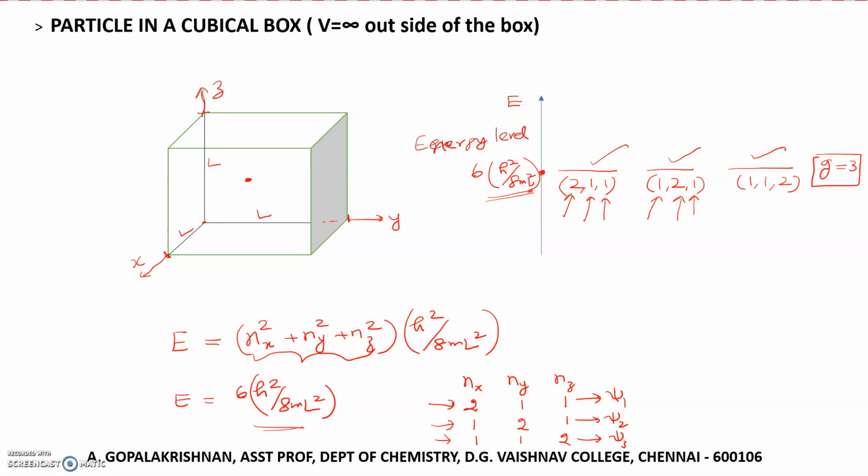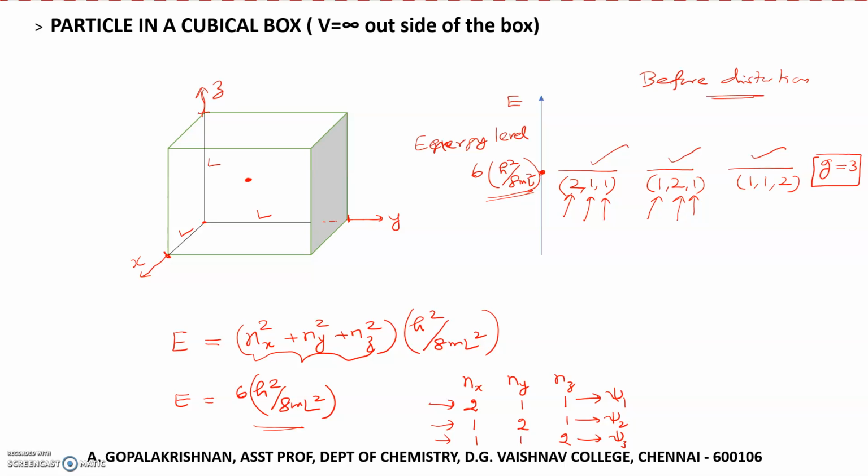Now listen, this is a perfect cubical box. So there is no distortion, right? Before distortion, this energy level 6h square by 8ml square has 3 degenerate states. Now I'm going to make a distortion in this box. I'm going to make some geometrical distortion. Distortion means you can either elongate the geometry or you can compress the geometry.